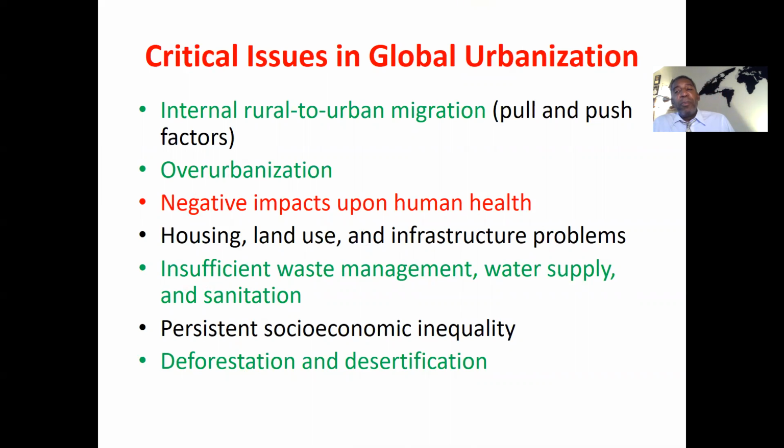So when this crush of humanity descends upon cities, what often happens is called over urbanization. That's when we have cities that have more people than the city's infrastructure can support, more people than there is water supply, more people than there is sanitation, more people than there is housing, and so on and so forth. That's called over urbanization. And over urbanization in places that have a lack of clean water and sanitation has significantly negative impacts upon human health that were described in previous slides. Again, inefficient waste management, inefficient water supply, inefficient sanitation just results in even more negative impacts upon human health.